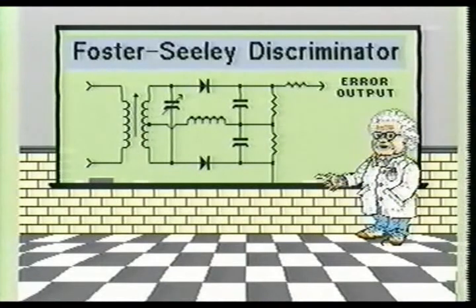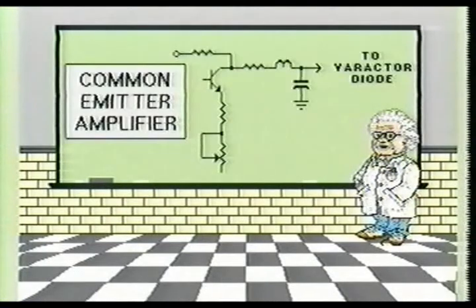A Foster-Seeley discriminator is sometimes used in the television receiver to detect frequency drift and generate an error voltage in proportion to this drift. Since the Foster-Seeley discriminator outputs a small inverted error voltage, a common emitter circuit is used to reverse and provide the proper amplification of this voltage.